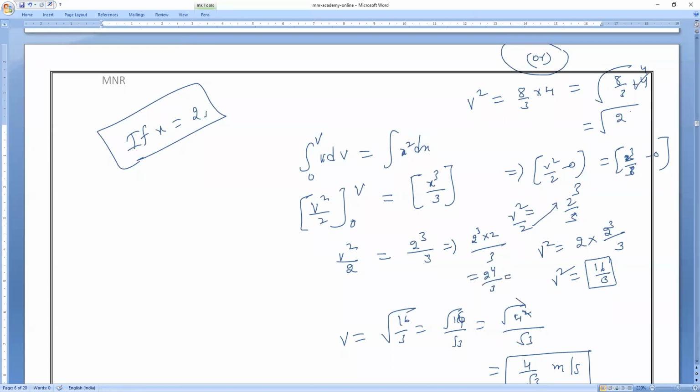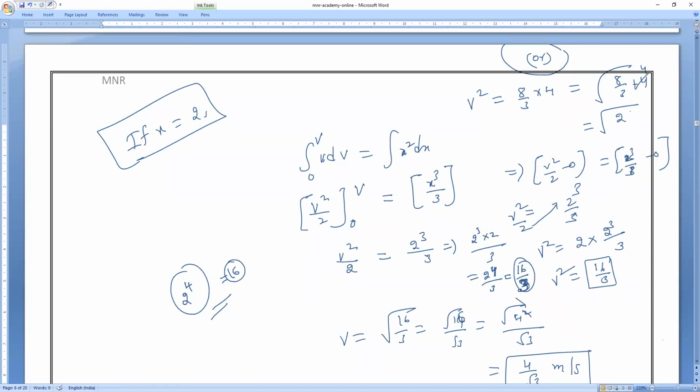2 power 4 means what? 2 power 4 is 16. Remember, this is not 24. 2 power 4, be very careful. 2 power 4 means how much, guys? 16. So 16 divided by 3, 16 by 3 we got it. So this is how to solve it by the alternative method. So directly we can substitute. So v square is equal to 16 by 3 and v is equal to 4 by root 3.